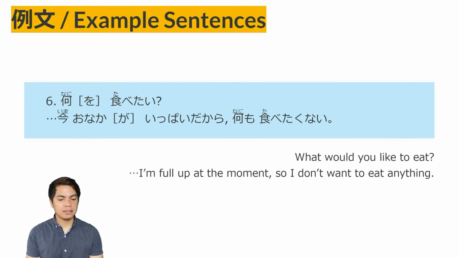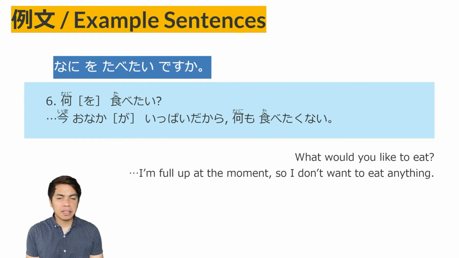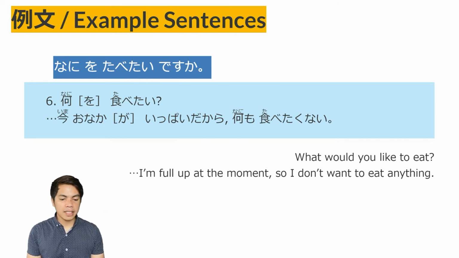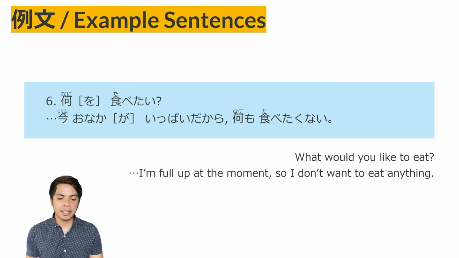Next, number 6. Nani tabitai? Ima, onaka ippai dakara, nani mo tabitaku nai. So, the polite sentence is, nani o tabitai desu ka? So, tabitai desu ka? Tabitai ends in i. So, just like the i adjective, just remove desu. Nani tabitai, then question mark. Ima onaka ga ippai dakara. So, ippai desu kara. So, the plain style for desu is da. So, dakara. Nani mo tabitaku nai desu. Just remove desu for the plain style. Tabitaku nai.